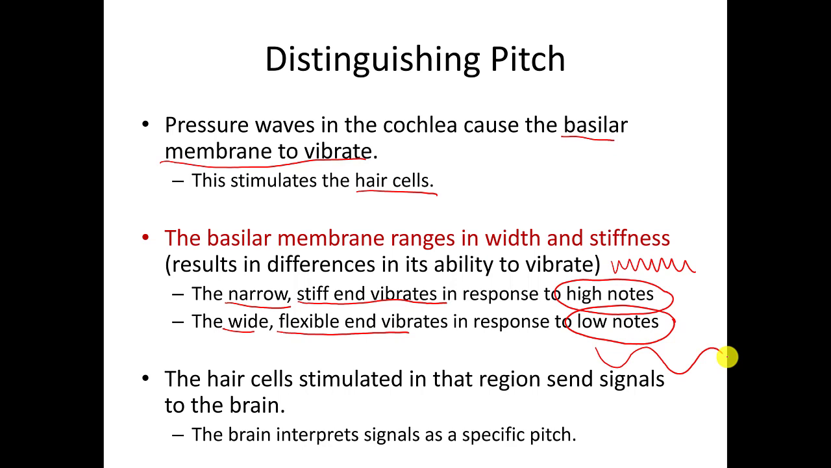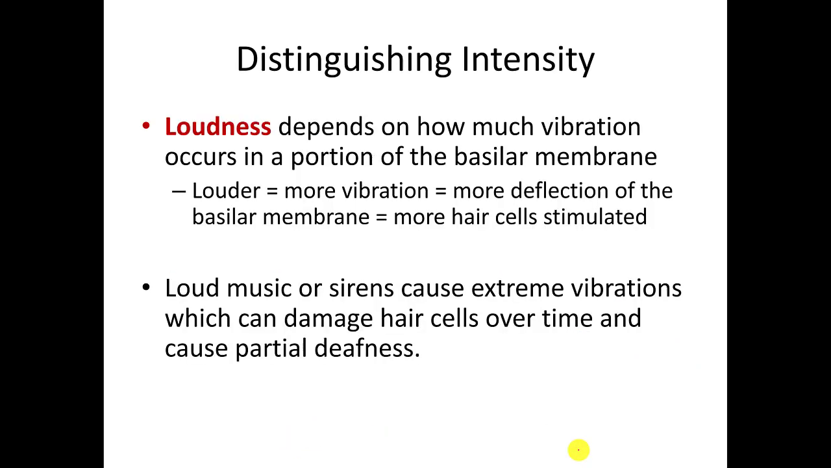Now, depending on which end of that membrane is moving, that is the end that those hair cells are going to be stimulated on. So if the narrow stiff end is moving, then the hairs on that end will be stimulated. If low notes are coming in and the wide flexible end is moving, then the hair cells on that end will be stimulated. And so your brain is interpreting signals from different hair cells as a specific pitch. So now we know how we distinguish pitch.